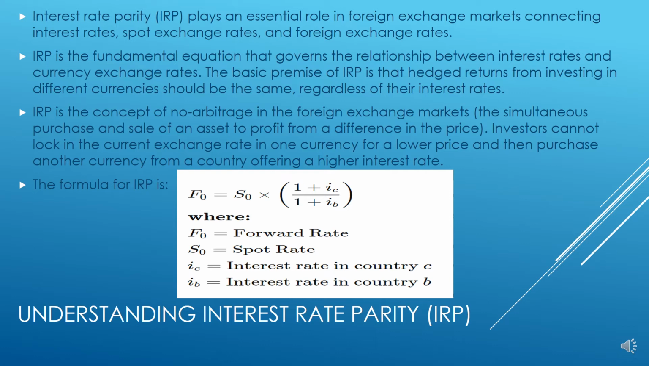What is the formula for interest rate parity? F0 equals S0 multiplied by (1 plus IC) upon (1 plus IB), where F0 is the forward rate, S0 is the spot rate, the interest rate in country C is IC, and the interest rate in country B is I subscript B.